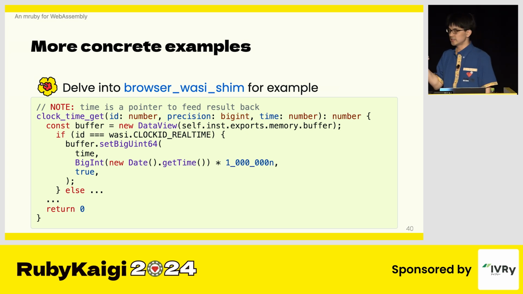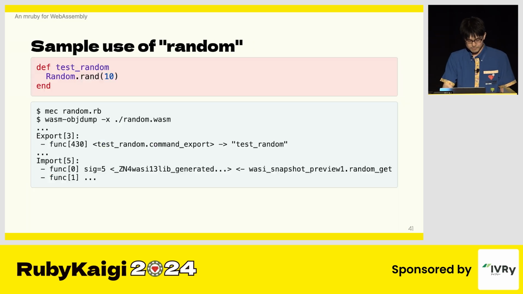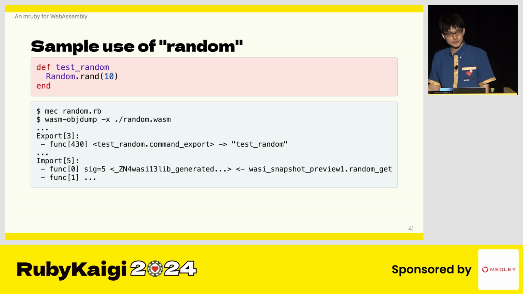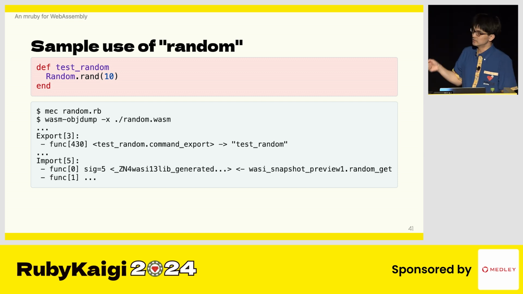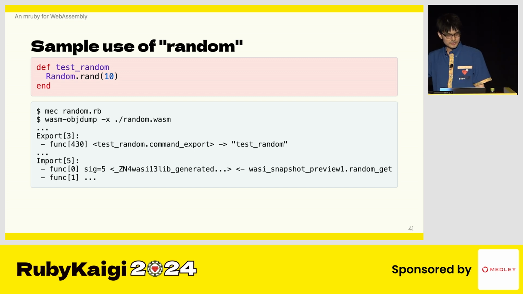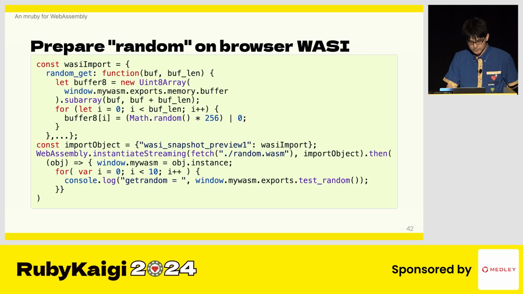The code is basically simple. For example, browser_wasi_shim implements the clock_time_get WASI interface as a function using a browser state class. Random is also a WASI feature. This is very simple Ruby code using rand. This specifies the import of random_get. When you want to use this in the browser, specify random_get.